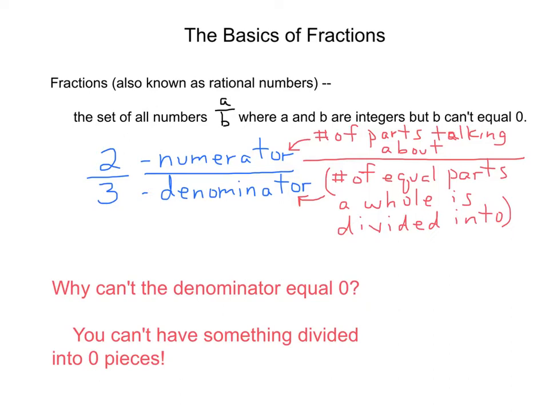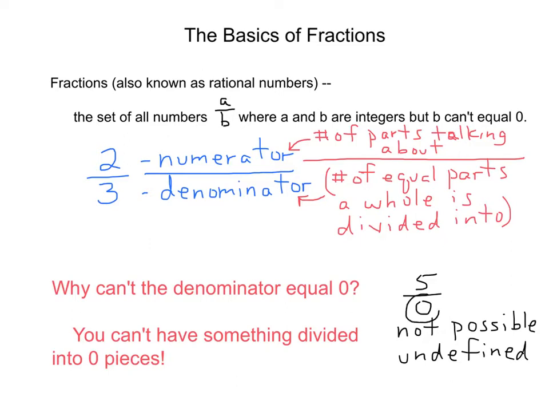So, why can't the denominator equal 0? Well, there are really all sorts of mathematical reasons, but maybe the simplest is because you can't have something divided into 0 pieces. So, if you see a fraction that does have a value of 0 for the denominator, let's say something like 5 divided by 0, mathematicians don't say that that answer is 0. Instead, we would say that it's not possible, as one possible answer, or another possible answer that you might see is that it is undefined. Now remember, this is any time that the value of the denominator is equal to 0.